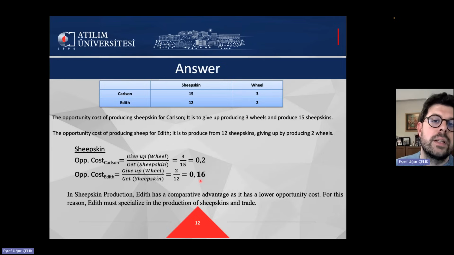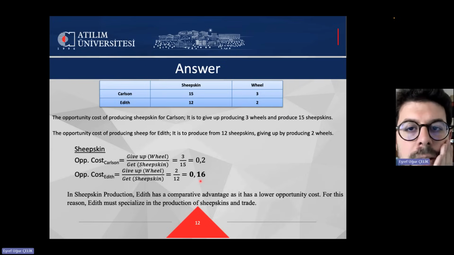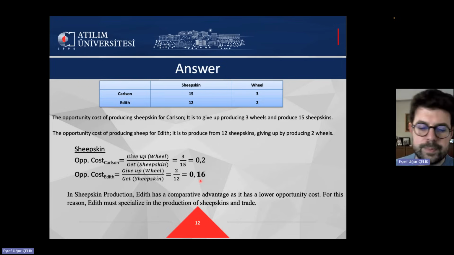We compare the opportunity cost, then we find the lower opportunity cost. That lower opportunity cost producer is the winner for specialization, trade, and comparative advantage. And how can we understand which one is get and which one is give up? What can I ask in the question? That is what we get, and the other production is what we give up.